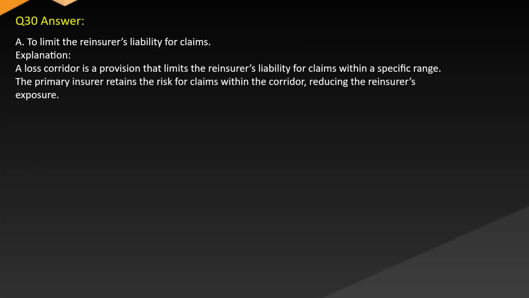Answer: A. To limit the reinsurer's liability for claims. Explanation: a loss corridor is a provision that limits the reinsurer's liability for claims within a specific range. The primary insurer retains the risk for claims within the corridor, reducing the reinsurer's exposure.